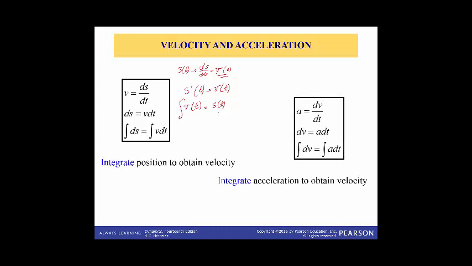Same thing for acceleration. Remember the average acceleration is delta v over delta t, but if you look at the instant, dv over dt is the acceleration. So if you have the velocity, the first derivative gives me the acceleration. If you do the integration of the acceleration, then you get the velocity. So you go backwards.